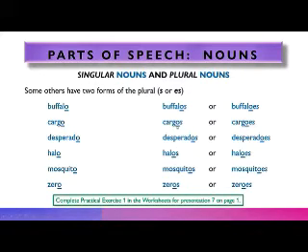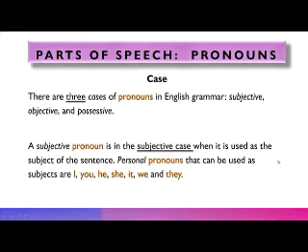Parts of speech, nouns. Singular nouns and plural nouns. Some others have two forms of the nouns. Some have an S and an ES. Buffalo, buffaloes. Cargo, cargoes. Desperado, desperados. Halo, halos. Mosquito, mosquitoes. Zero, zeros.